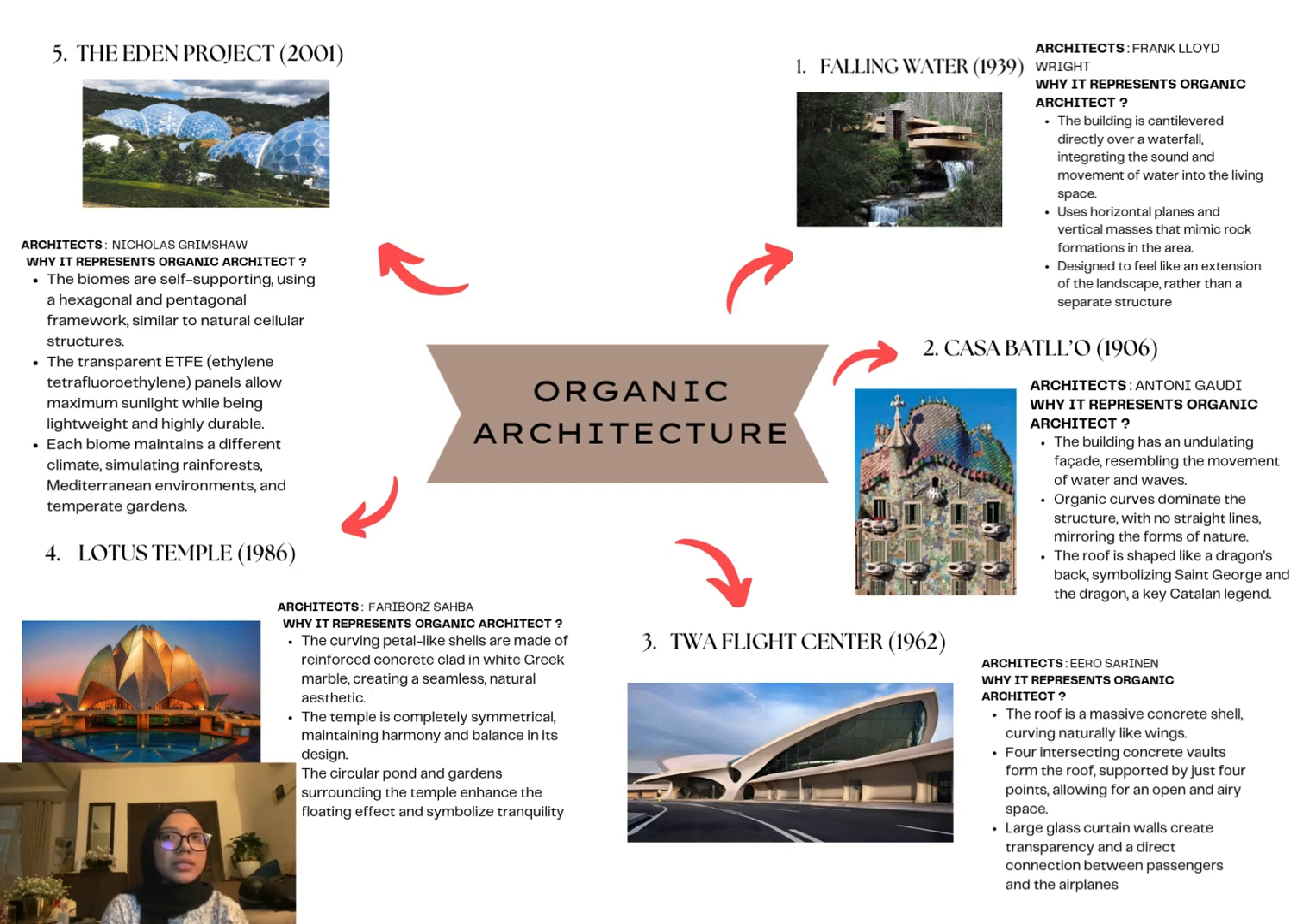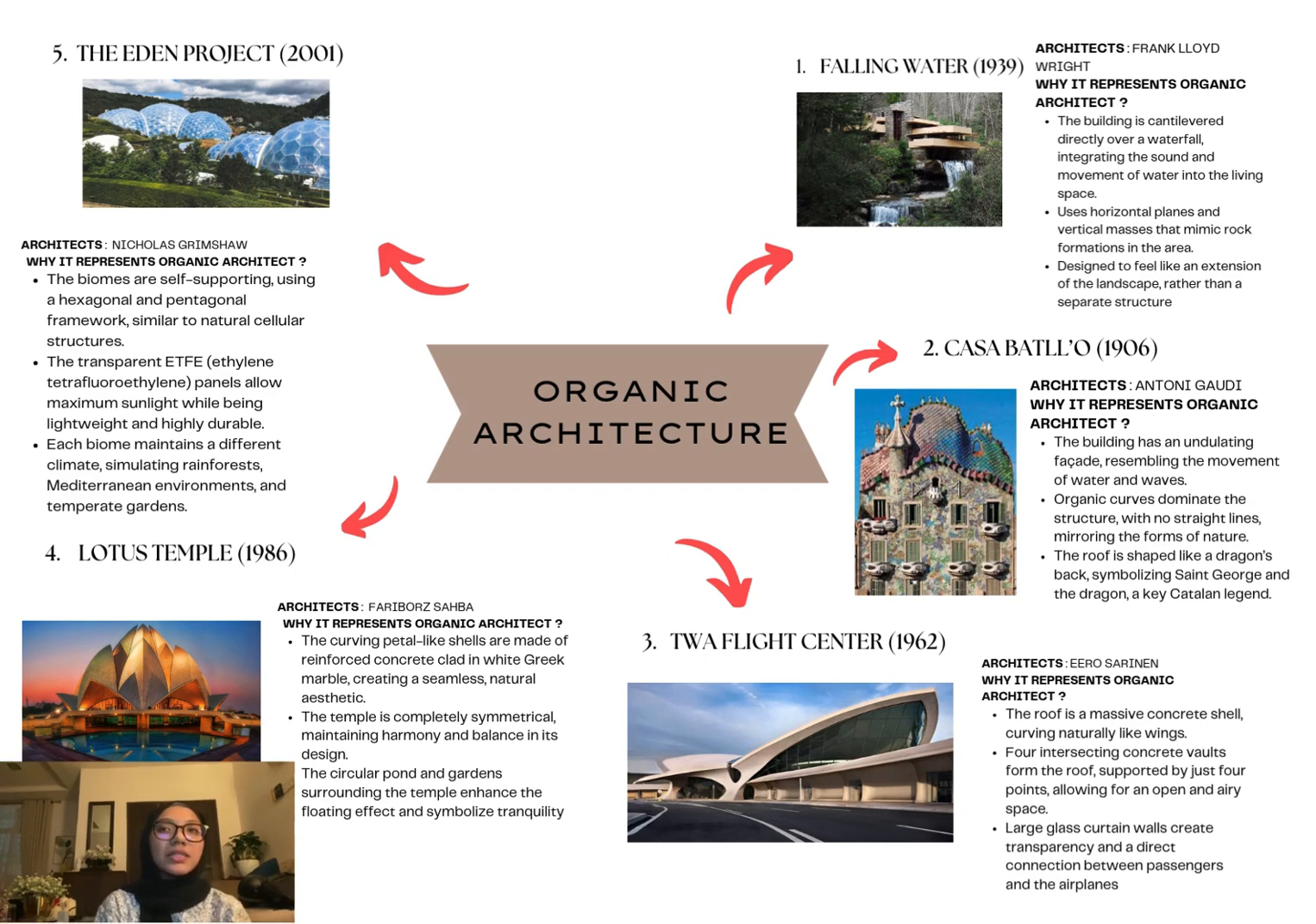The third one is the TWA Flight Center. It was built in 1962. The architect is Eero Saarinen. Why it represents organic architecture: the roof is a massive concrete shell, curving naturally like wings. Four intersecting concrete vaults form the roof, supported by just four points, allowing for an open and airy space. Large glass curtain walls create transparency and a direct connection between passengers and the airplanes.